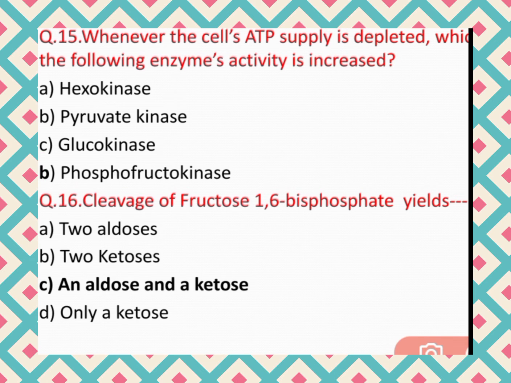Question number 16. Cleavage of fructose 1,6-bisphosphate yields option A 2 aldoses, option B 2 ketoses, option C an aldose and a ketose and option D only a ketose. Which will be the correct answer? The correct answer will be an aldose and a ketose.